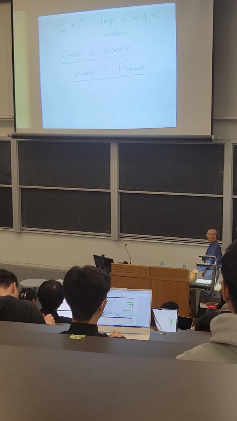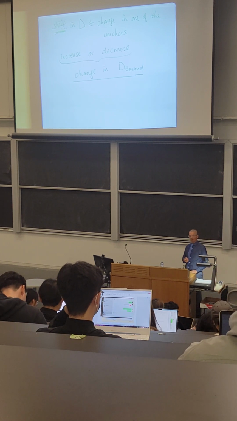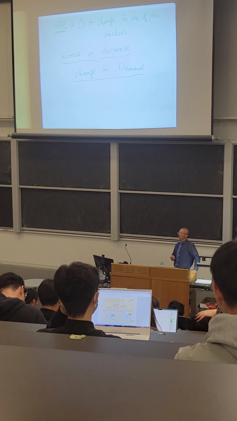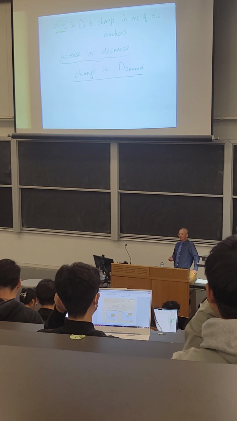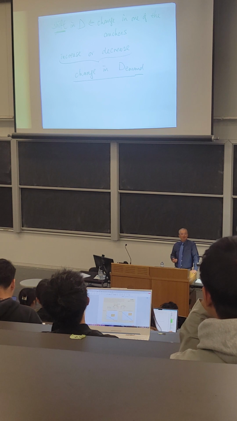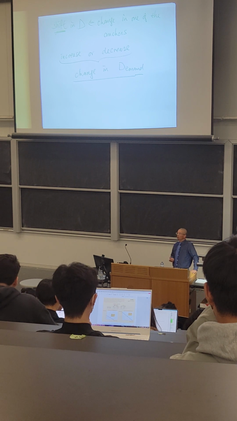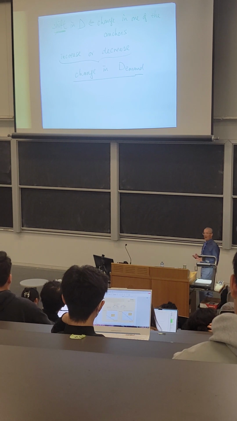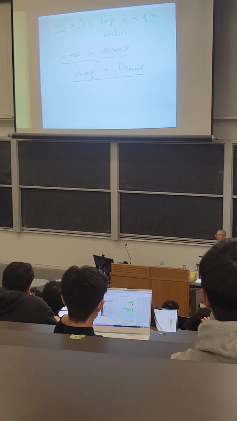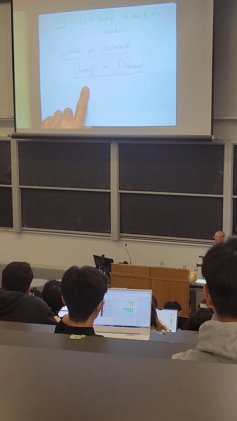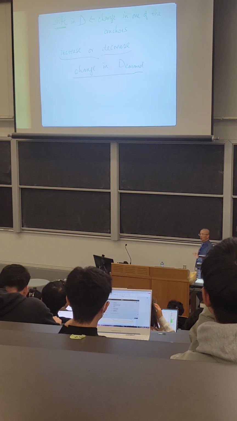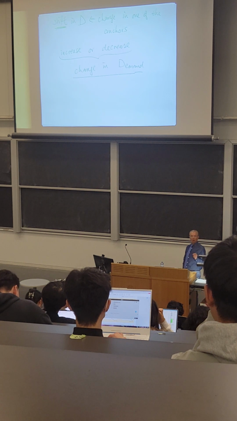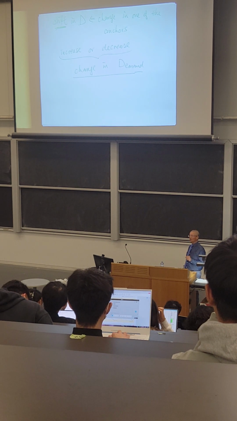And now, you should be able to distinguish when you will be moving along the demand curve, which is when the price of the product itself changes. You will move along a given demand curve. But if one of the anchors changes, you will be shifting the demand curve. We will call that the change in demand. Make sure you can distinguish the difference between movement along and shift.